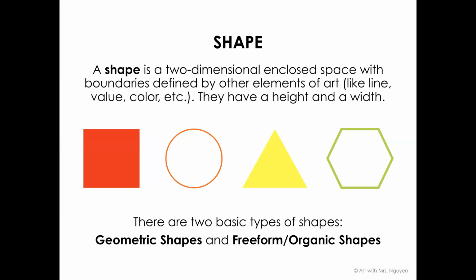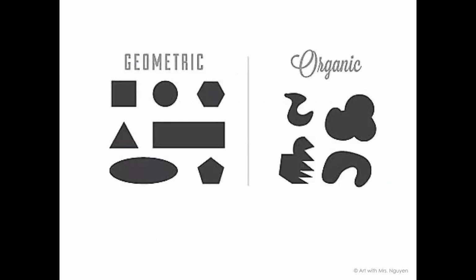And then there are two basic kinds of shapes. So very simplified, when we are talking about 2D shapes, they can usually fall into one of two categories, and that is geometric or freeform or organic. Some people say freeform, some say organic. It means the same thing. So we're going to look at those two examples.